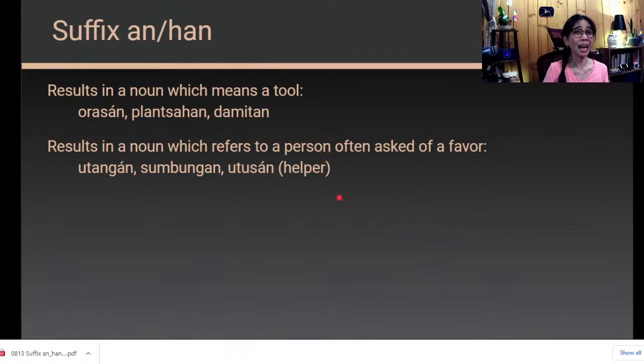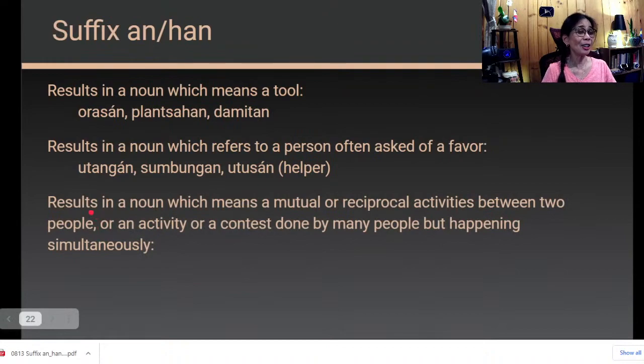Utusan for helper. I think if you know some Japanese, otosan means mother. But in Filipino, utusan means helper or your maid. That is a person that helps you in domestic activity kind of thing. Housekeeping.